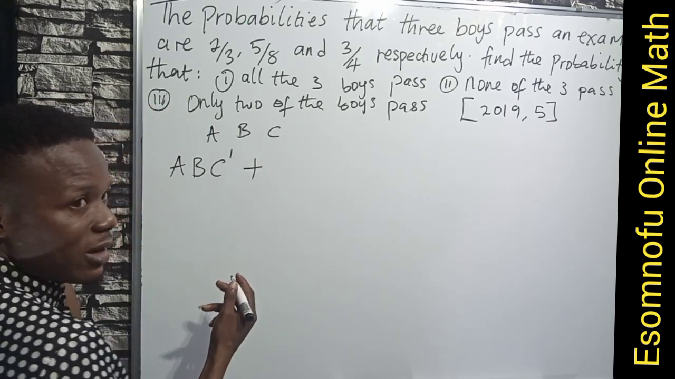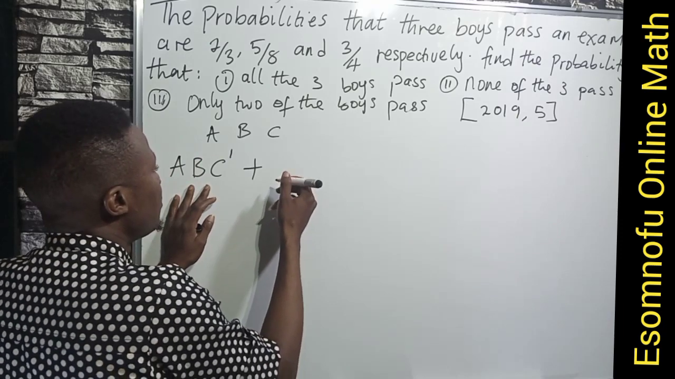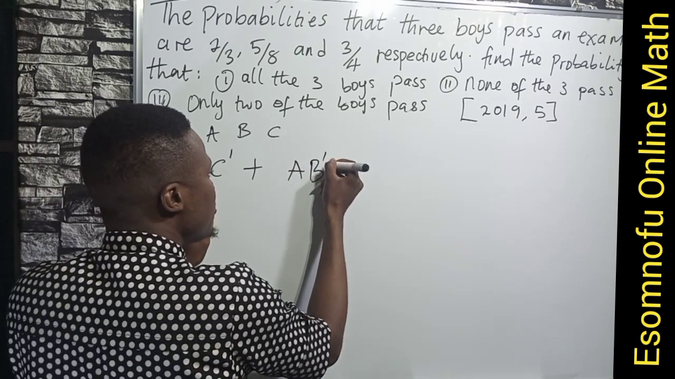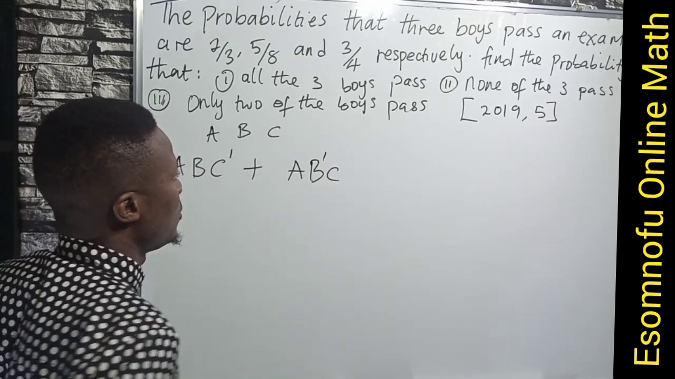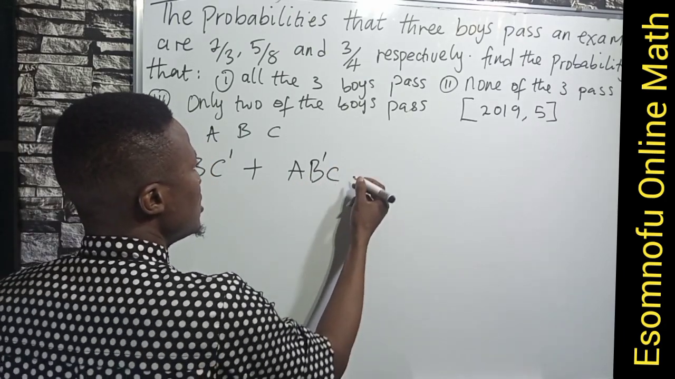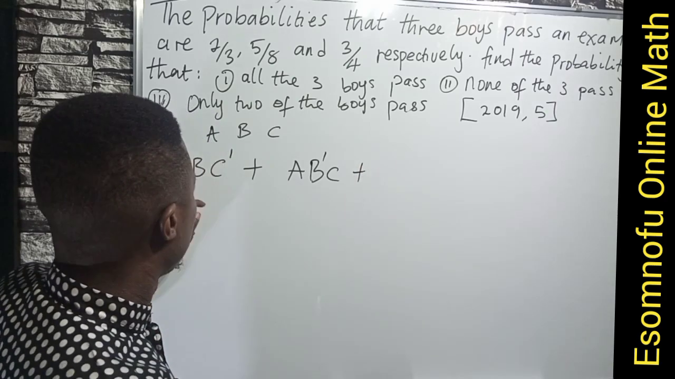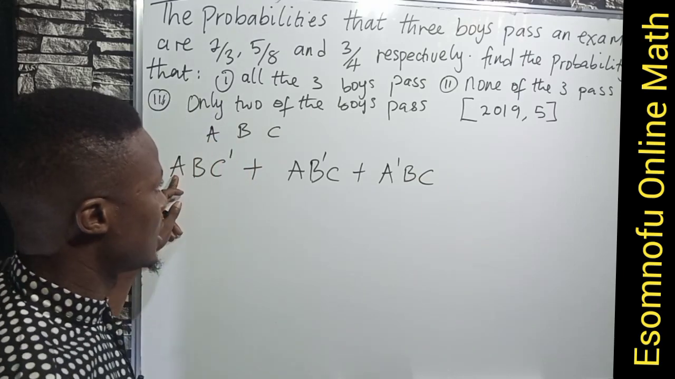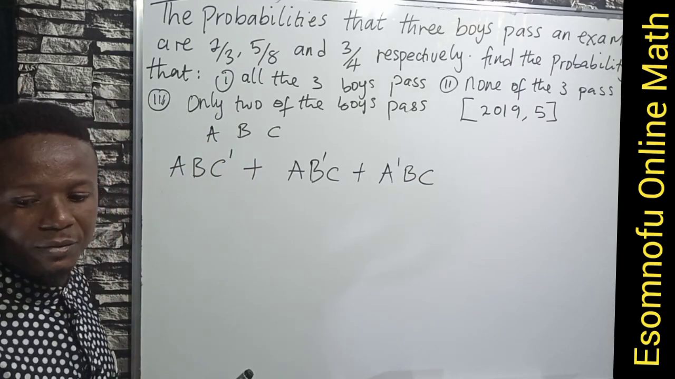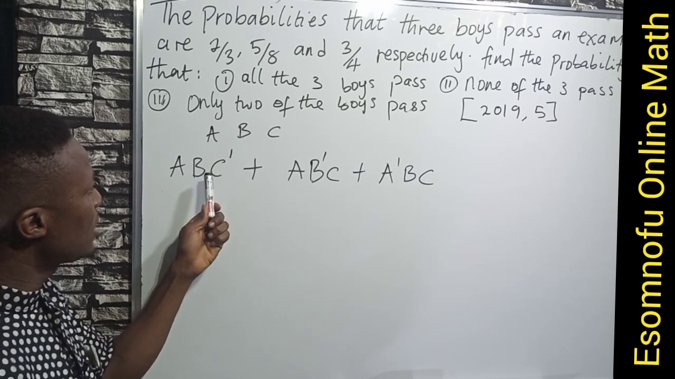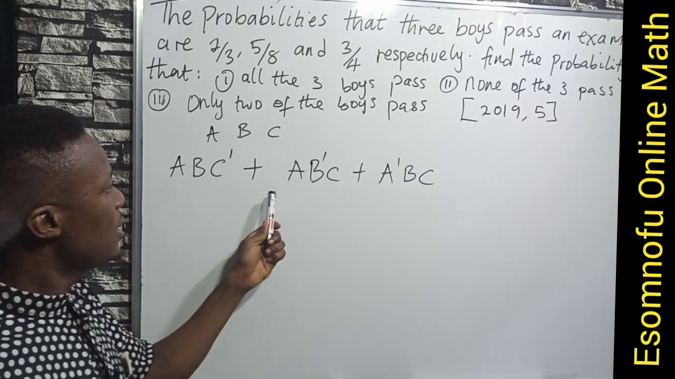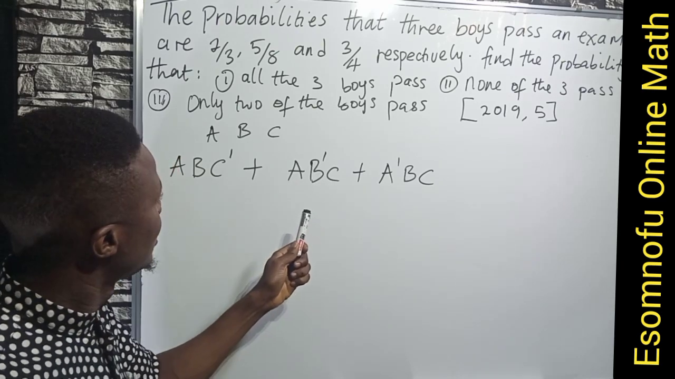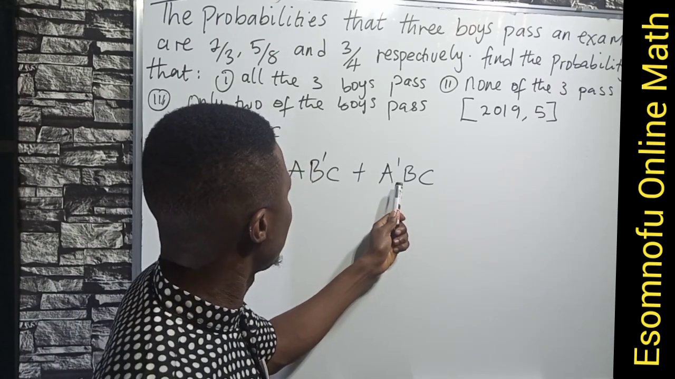Or, because there could be several arrangements, B will fail, and A and C will pass. Or A will fail, and B and C will pass. So you've seen the 3 cases we have here. C is failing here, A and B are passing. Coming here, B is failing, so that A and C will pass. And in the third case, A will fail so that B and C will pass.